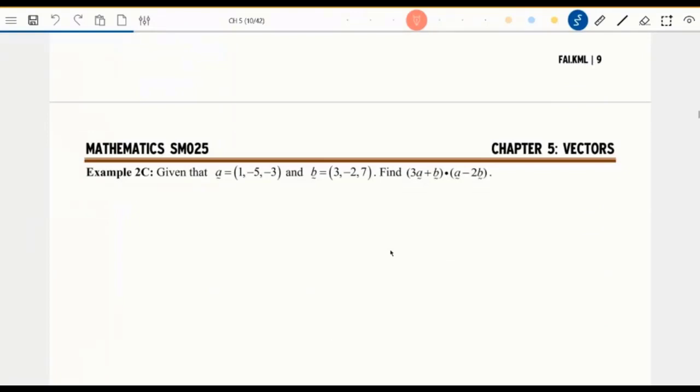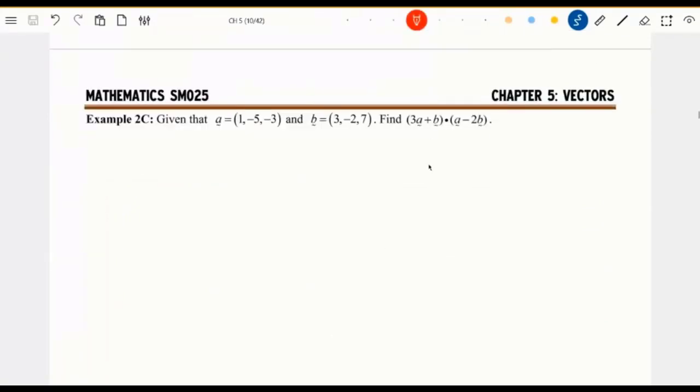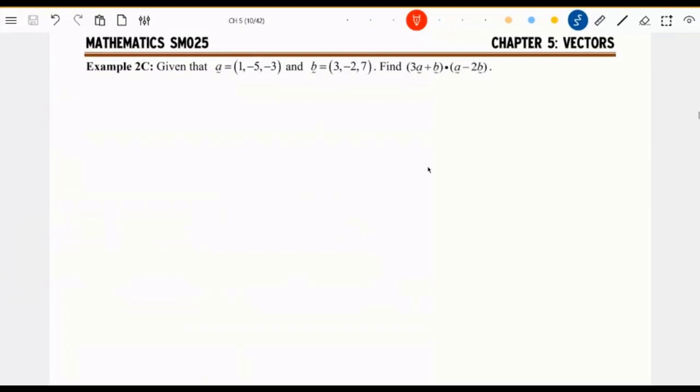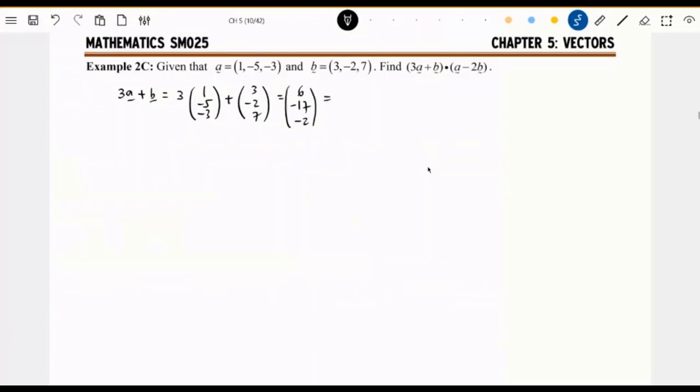Given vectors A and B, we have to find (3A plus B) dot (A minus 2B). First, we find each bracket. Putting into column matrix is much easier. We have 3, negative 2, 7, so 3 plus 3 will be 6, negative 15 minus 2 will be negative 17, negative 9 plus 7 will be negative 2. So we put it into a position vector. Okay, so that's for the first bracket.